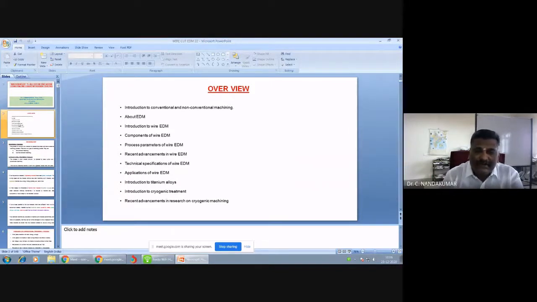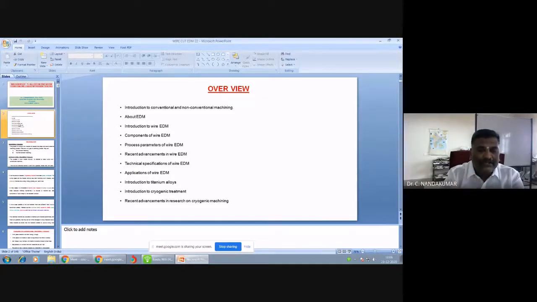First, an introduction to conventional and non-conventional machining, because most of them know about this, but a few of them don't know about non-conventional machining. The second topic is EDM, because before going to wire EDM, we should touch upon EDM. Next is the components of wire EDM and process parameters, because the major role in the research is played by the process parameters of wire EDM.